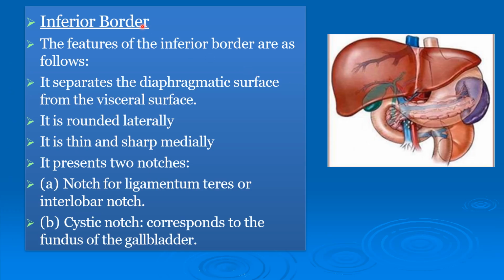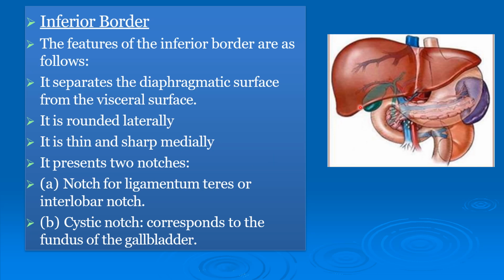About its border. The inferior border separates the diaphragmatic surface from the visceral surface. The posterior border separates the liver from the diaphragmatic surface and the visceral surface. It is rounded laterally, thin and sharp medially. It has two nodes, interlobar nodes and cystic nodes, which we will see later.